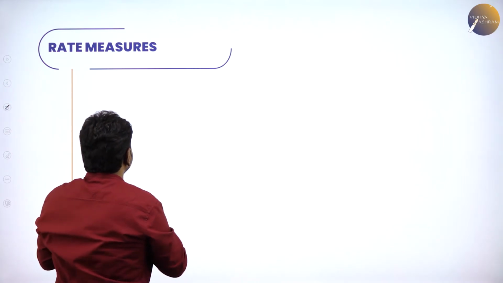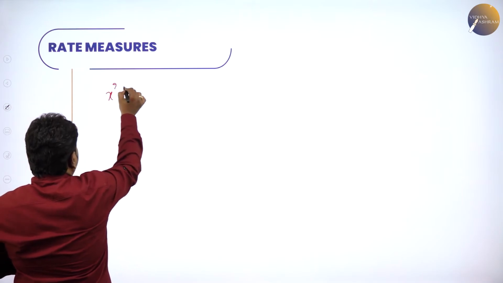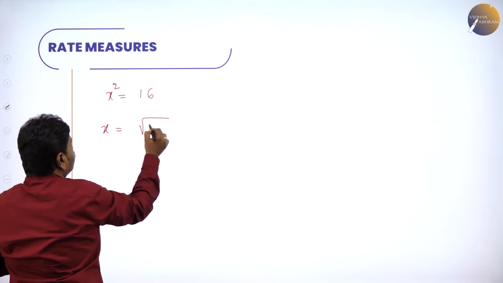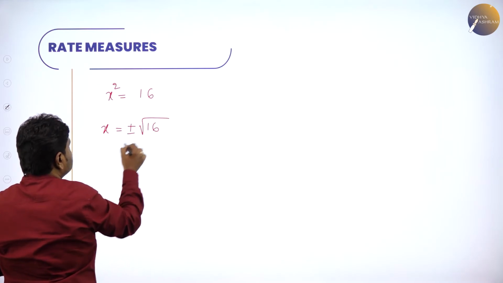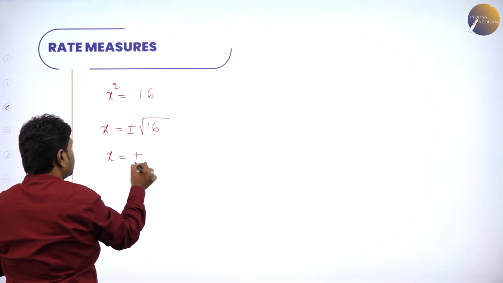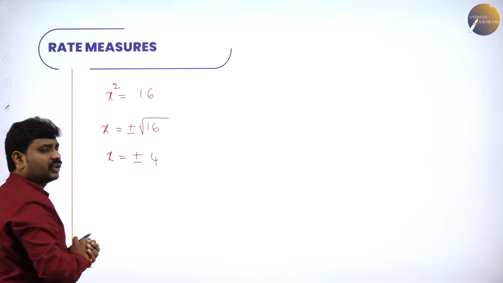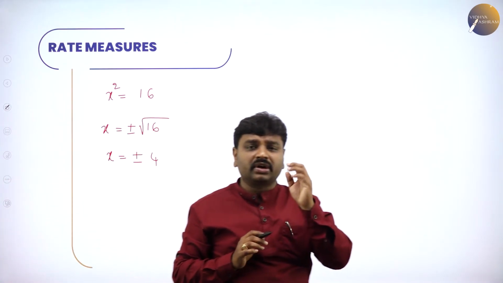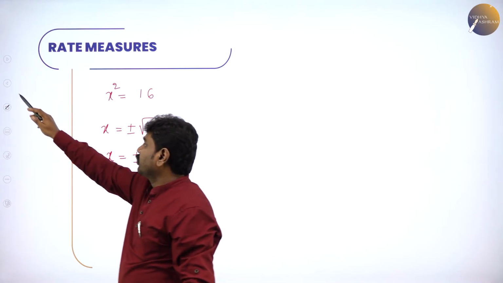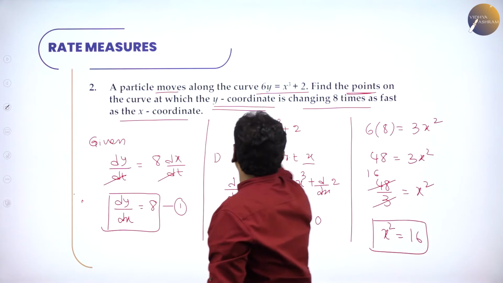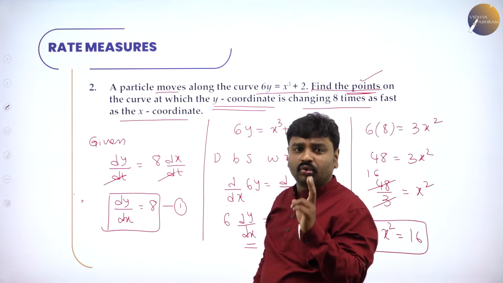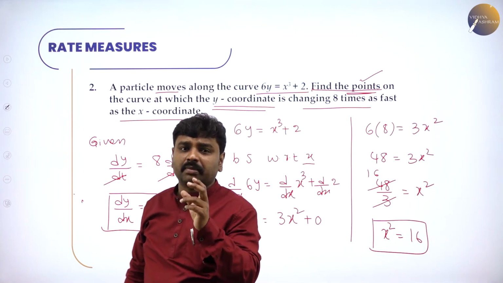Now a point means x comma y. So now you know x square. What is x square? 16. What is x now? Square root of 16, plus or minus 4. So two values of x we have. Now we don't want just x or y. When you refer to the question, they want you to find the point on the curve. All of you know a point in 2 dimensions will be in the form x comma y.